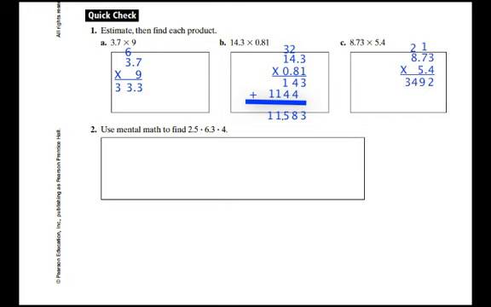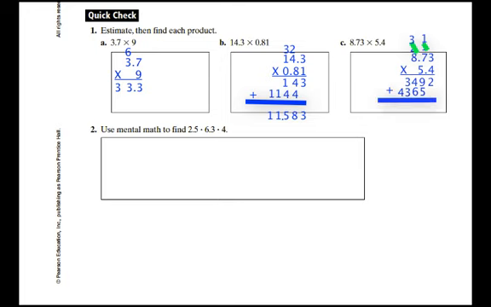5 times 3 is 15. Record the 5, carry the 1. You do have to cross out the previous carry before carrying the 1. 5 times 7 is 35, plus 1 is 36. Record the 6, carry the 3, but be sure to cross out the previous carry. 5 times 8 is 40, plus 3 is 43. Record 43. Now you're ready to add.